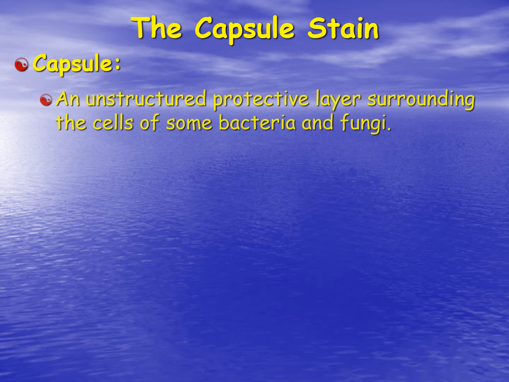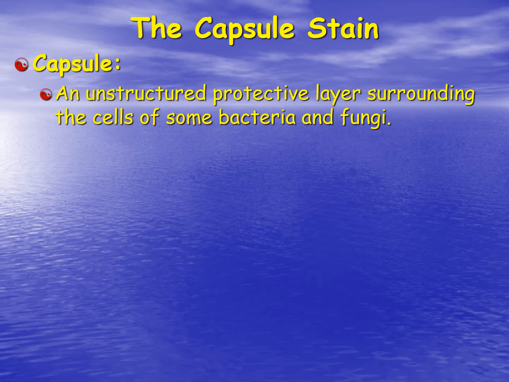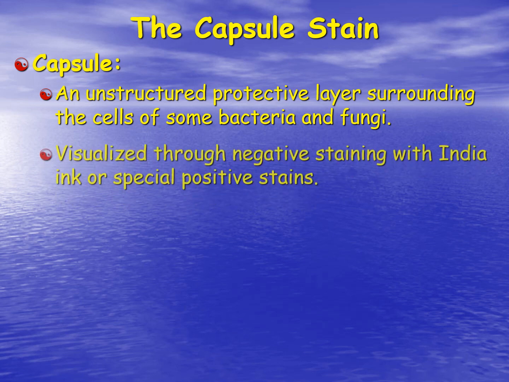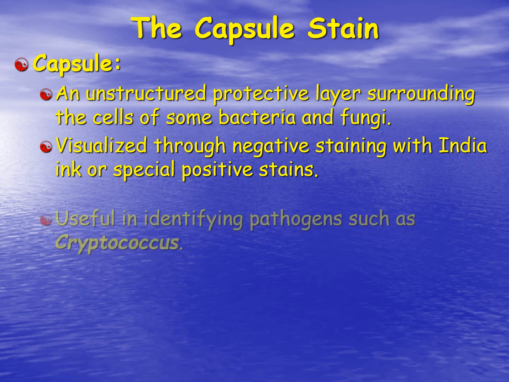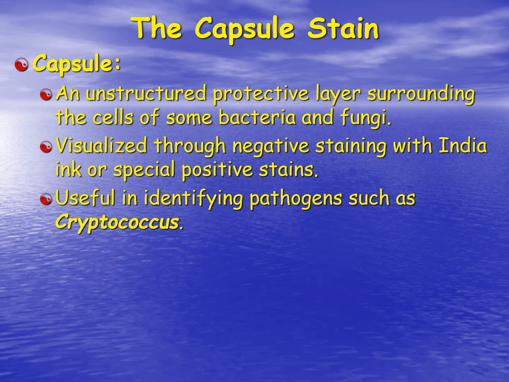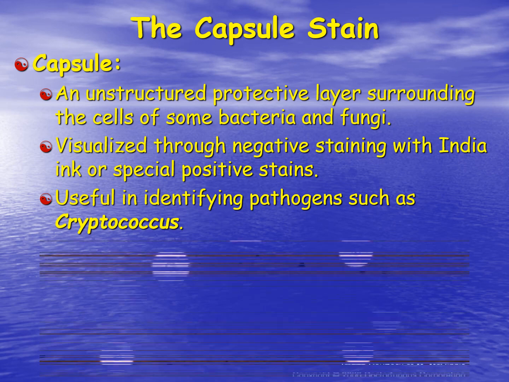The capsular stain. This capsule is an unstructured protective layer, usually of proteins and sugars, that surround the cells of some bacteria and some of the fungi. These are visualized through negative stains with India ink or specialized positive using negative stains as well. And they're very useful in identifying such pathogens as a particular fungus known as Cryptococcus.